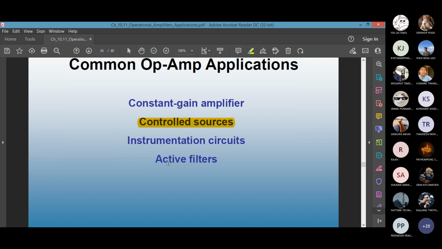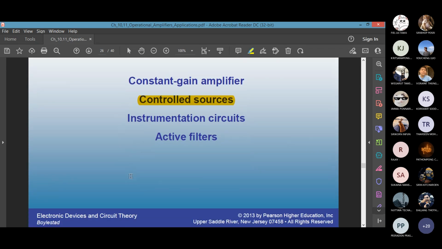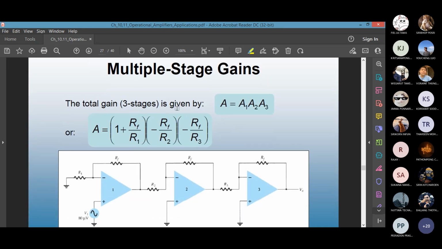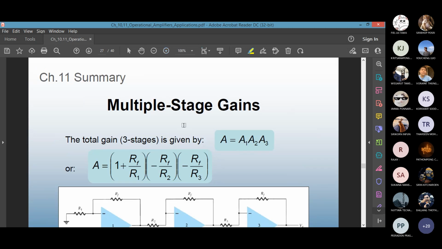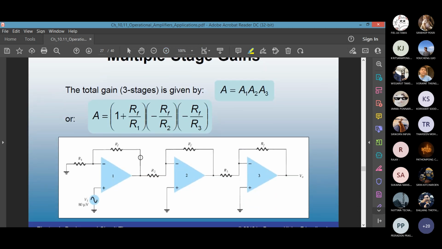We'll later on look at active filters and instrumentation. But before that, we can have a look. I think in the BJT chapter, we talked about these multiple stage gains. If you have multi-stage op-amp, here is an example of three stages. What is the total gain of the system at this point? You just take the gain of each stage and then multiply. That's the overall gain, A1 times A2 times A3.